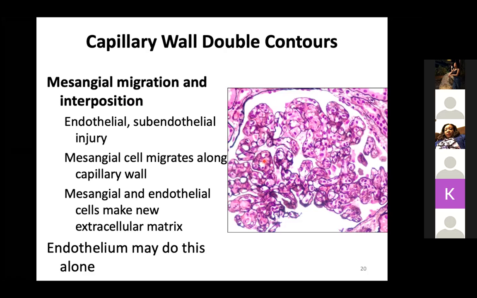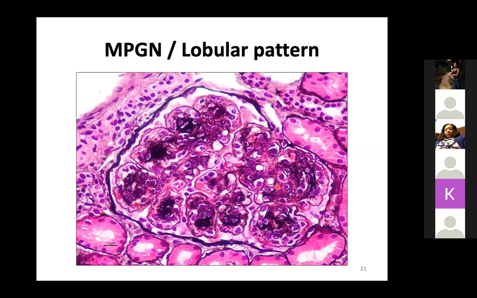This is tram tracking, and this means that it is a chronic process and it has been there for some time. That is why the body has taken time to put up another layer within the original outer layer. So this indicates that it's a chronic process, less likely to revert as compared to basement membrane thickening, where there would be only a thickened basement membrane because of immune deposits.